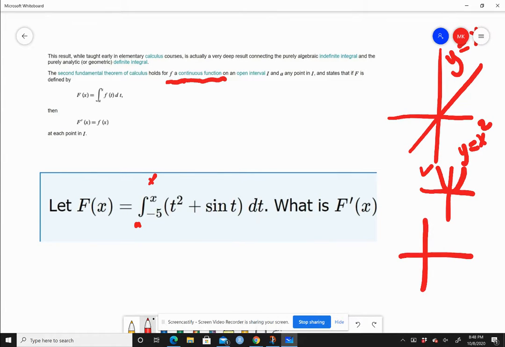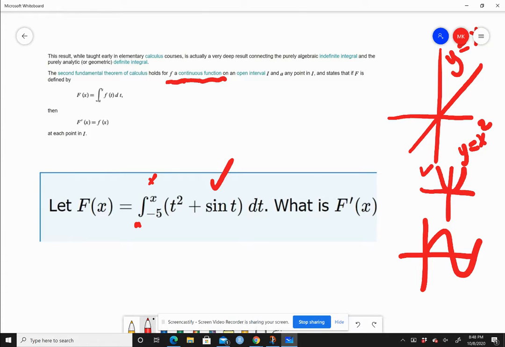Sine of t, well, it looks like this. It's a beautiful continuous function. And we know that the sum of two continuous functions will be continuous. So this is in fact definitely continuous. So we know that we can apply the fundamental theorem of calculus to this.